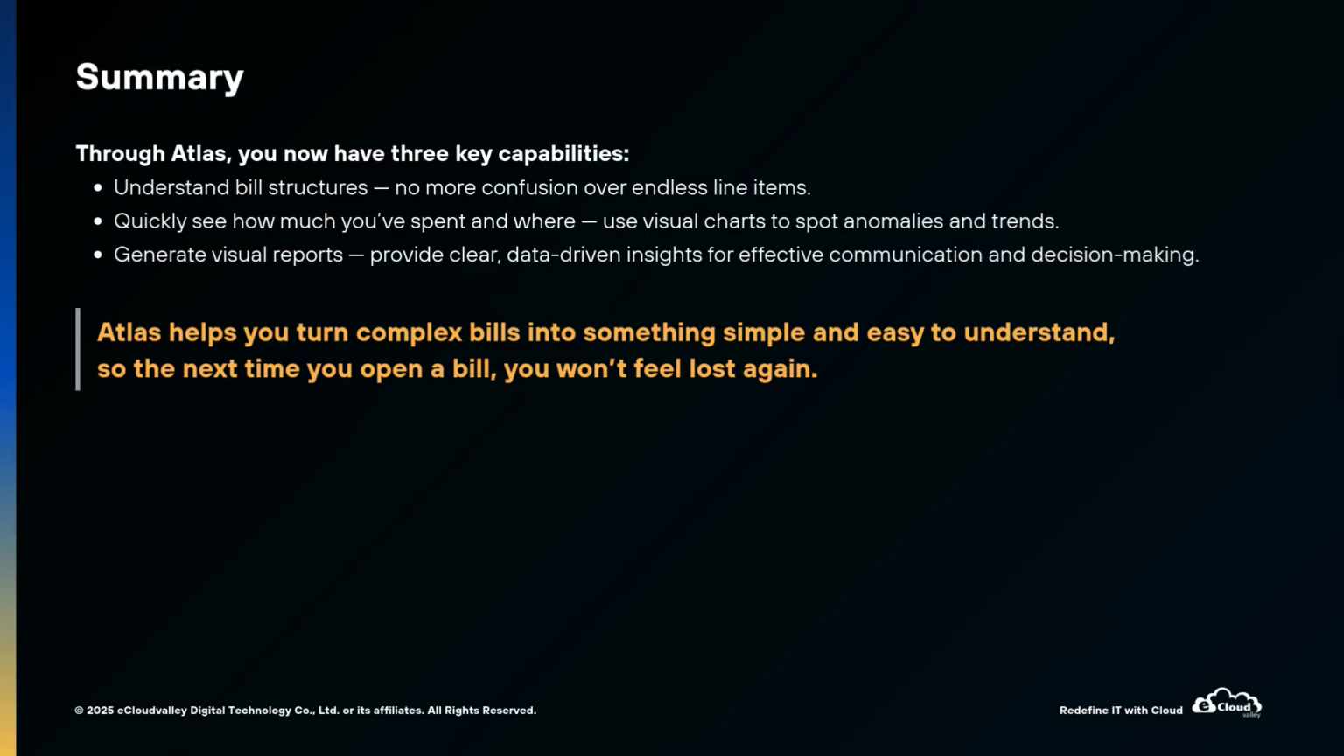Finally, let's circle back to today's theme: mastering your first AWS bill. This isn't just about reading a bill. It's the first step towards strong cloud governance. With Atlas, you now have 3 key capabilities. Understand the billing structure. No more confusion over endless line items. Quickly see how much you've spent and where. Use visual charts to spot anomalies and trends. Generate visual reports. Provide clear, data-driven insights for effective communication and decision-making.